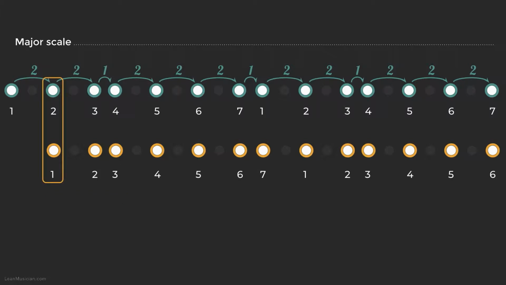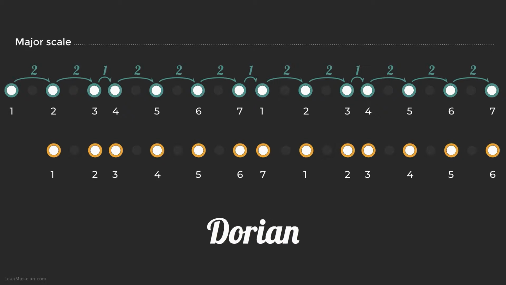Now we have the 1 of this new scale aligning with the 2 in the original major scale. The structure of semitones and tones is still the same as the major scale, but we're starting at a different point. This is called a mode, and this particular one is called Dorian. Let's keep going and look at the other ones.